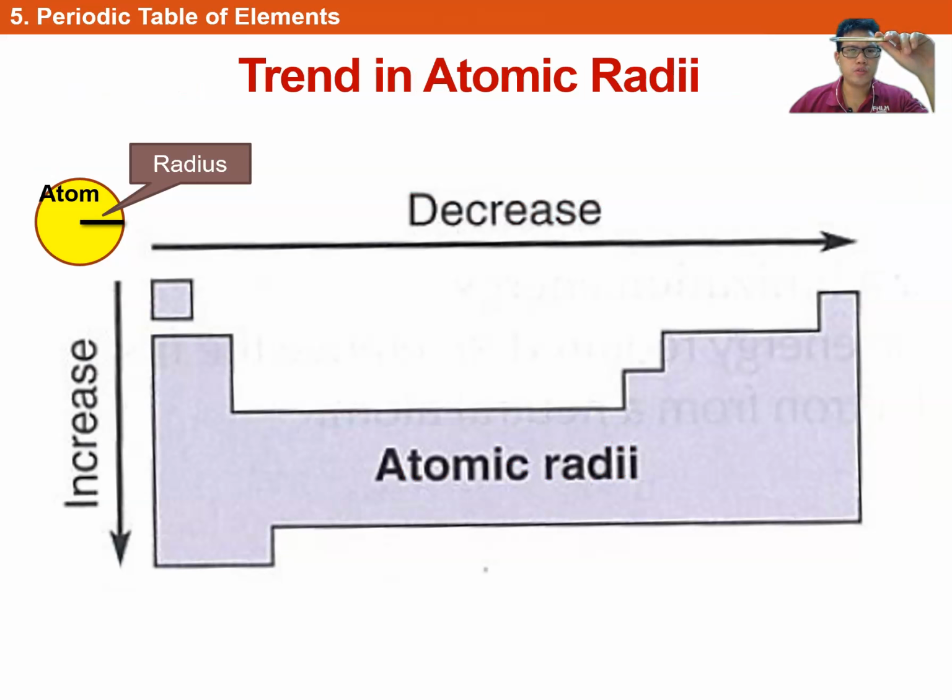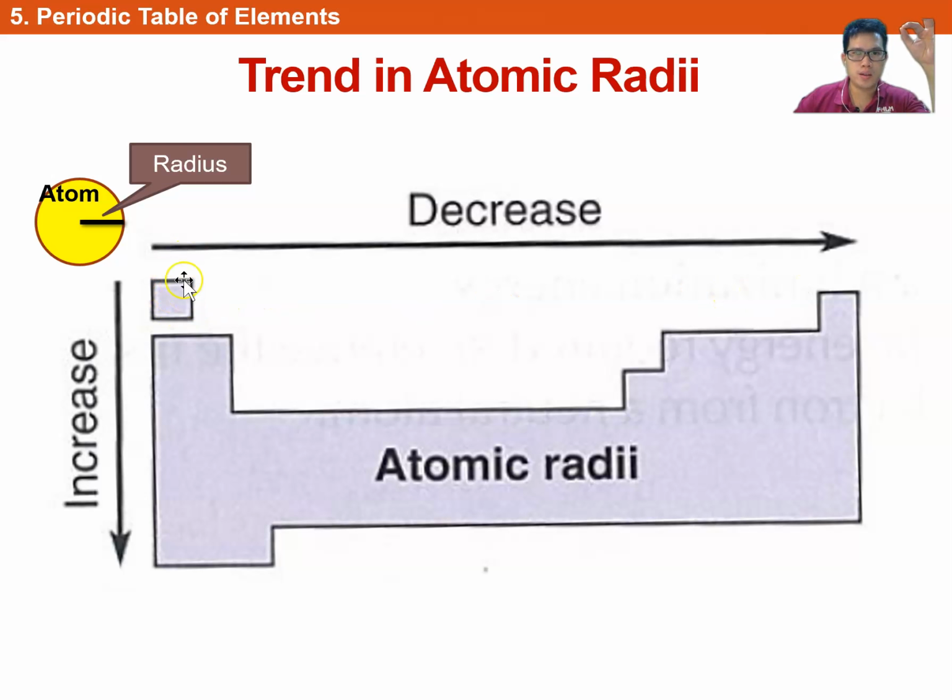Now the trends in the atomic radii. You can see the radius of the atoms going down the group increases, because of getting more and more shells: shell 1, shell 2, shell 3. As you have more shells, of course it will be bigger. Radius means how big the element is.